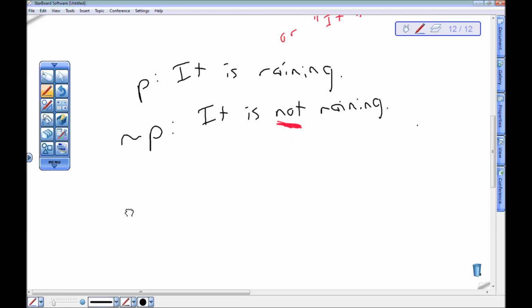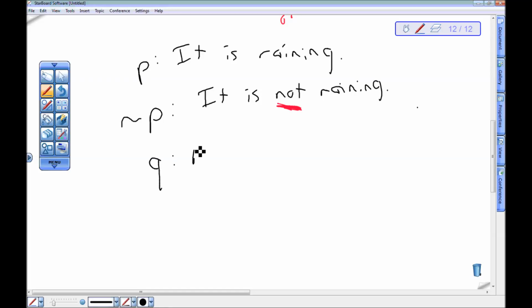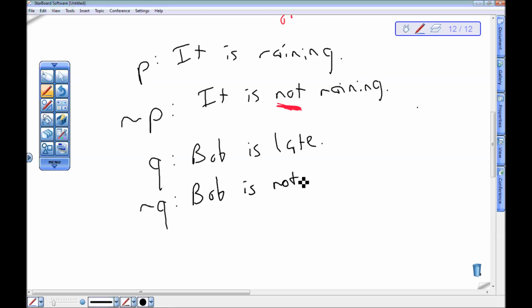Okay, I had my statement Q was Bob is late. So the negation of that, not Q, would be Bob is not late. Okay, I don't want to say early because perhaps Bob is on time. Not late is just the cleanest way to negate it. It makes the exact opposite assertion. I don't need to make any other assumptions. The negation of late is not late.